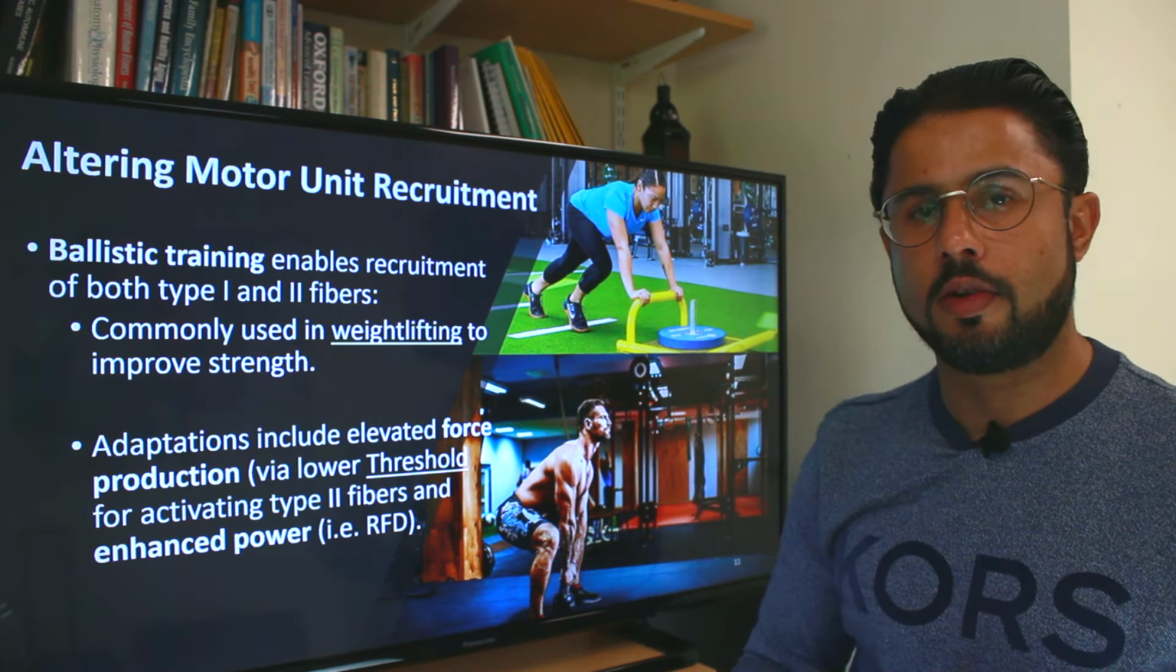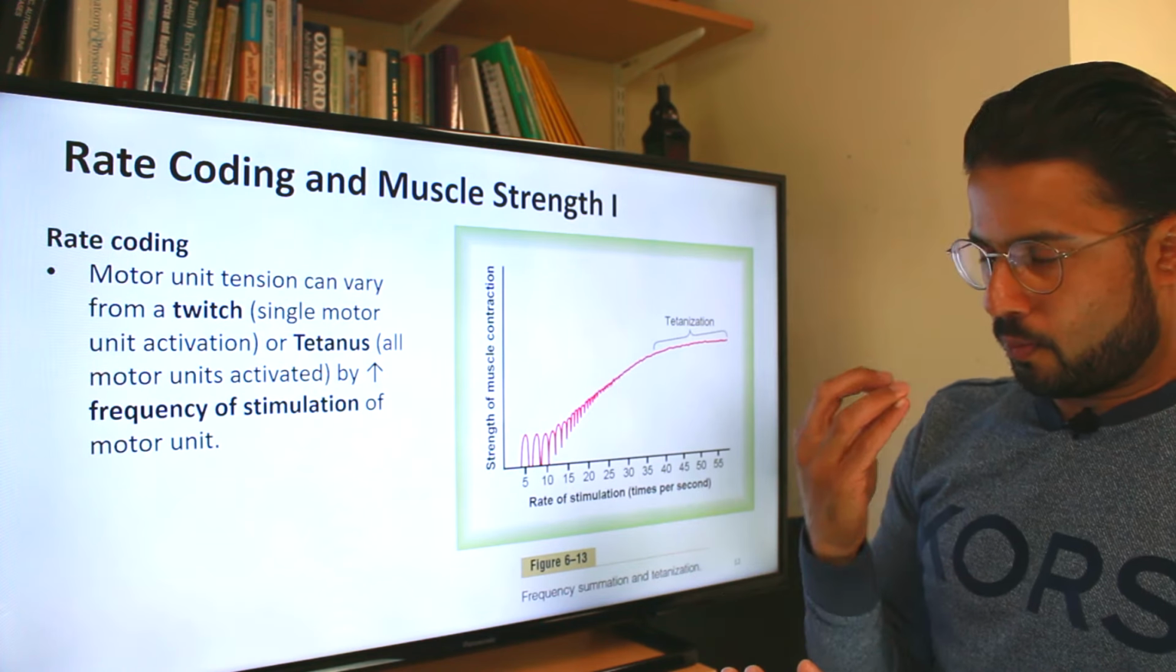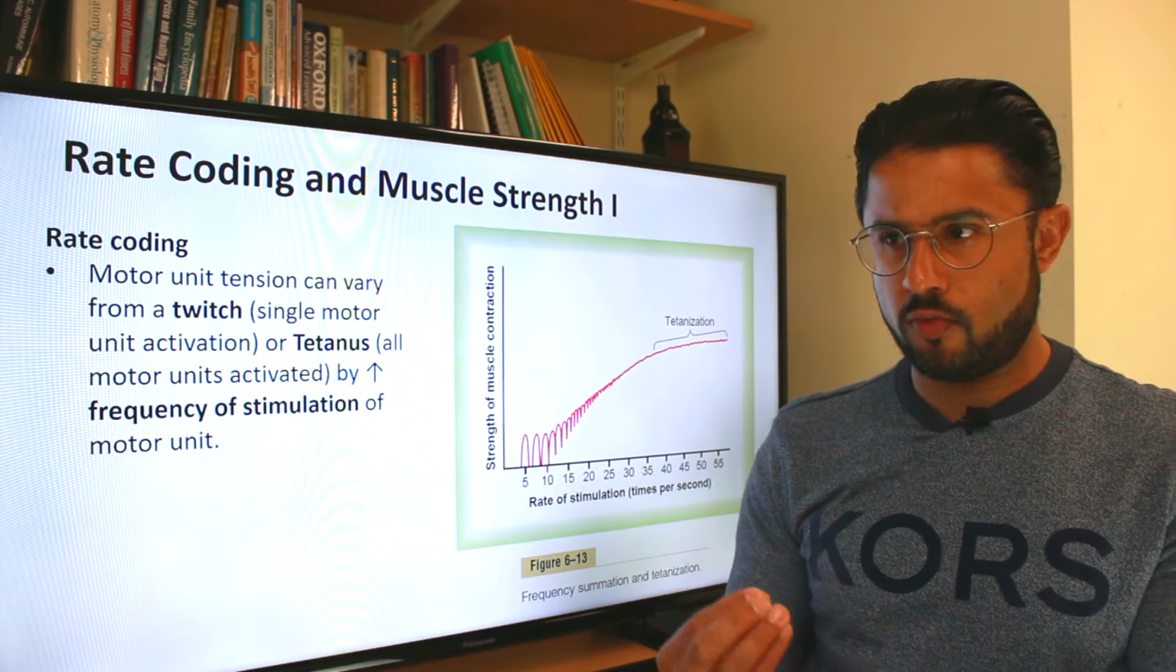So moving on then, another important change that happens in the neuromuscular system in response to resistance training is rate coding, and how that changes in terms of the activation of the motor unit. So before I continue, I need to define what rate coding is.